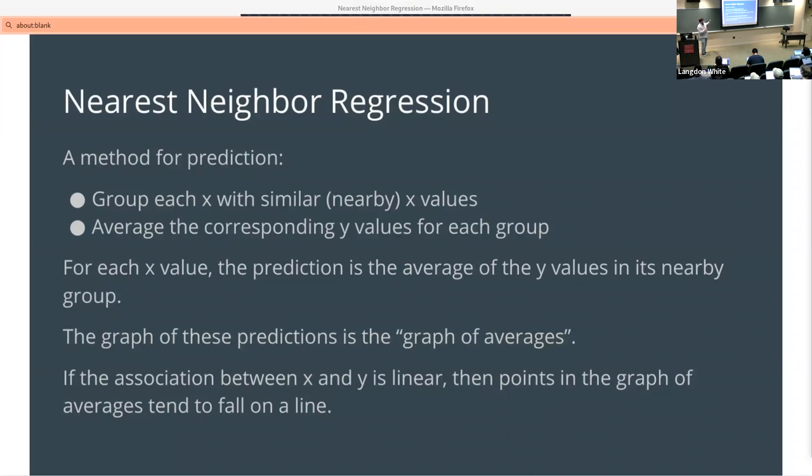So does anybody have any ideas about how a nearest neighbor model could be improved? What could you do differently that might give you better averages? Any ideas? Remember, we're taking a slice and then taking the average in the middle, and we're using that to predict future cases of X. Potentially, there's the one I'm looking for, though, is better than that. All right, well, we'll talk about it more later. Oh, go ahead.